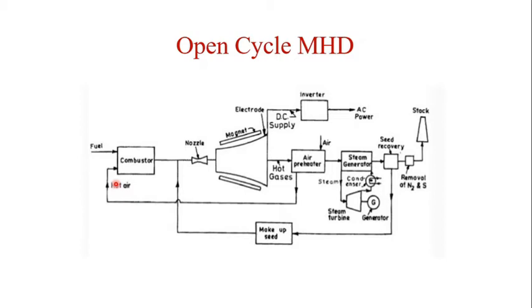The hot pressurized working fluid so produced leaves the combustion chamber and passes through the convergent-divergent nozzle. The gases coming out of the nozzle at very high velocity then enter the MHD generator. The expansion of the hot gases takes place in the generator surrounded by powerful magnets. The MHD generator produces direct current. By using an inverter, this direct current can be converted into alternating current.